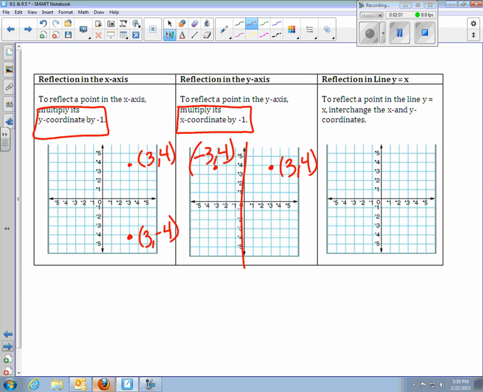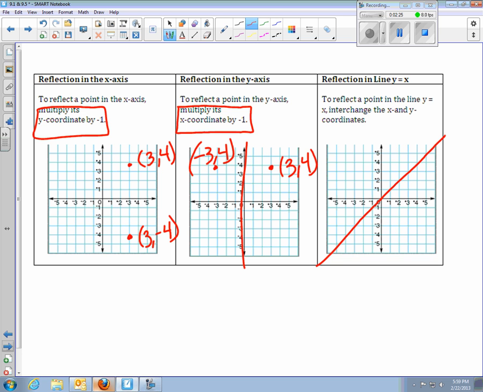And our last one is reflection over the line y equals x. The y equals x line is like if our y-coordinate is 1, our x-coordinate is 1. Our y-coordinate's 2, our x-coordinate's 2. So that's going to be a line that goes through our origin that goes that direction. So we're going to reflect over that.